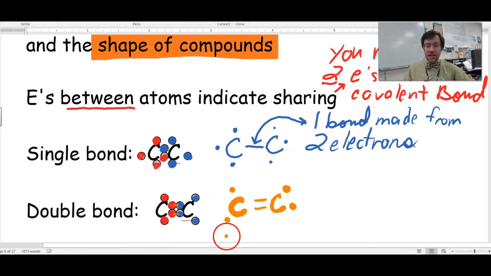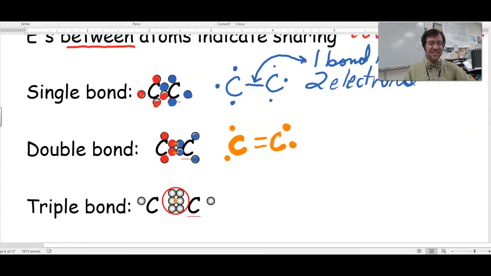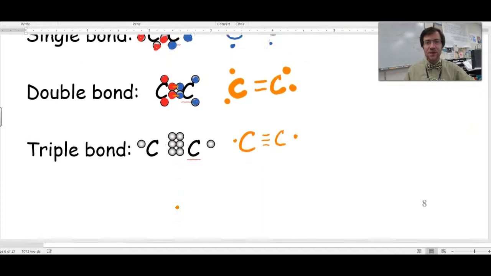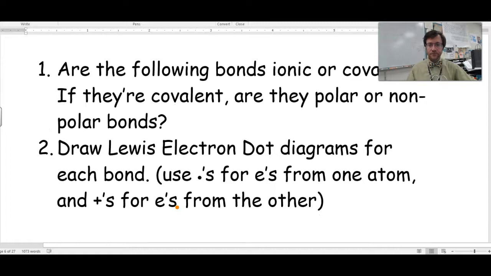So it's a lot nicer instead of drawing 4, because then you get into a triple bond, and that's just silly. So the triple bond looks like this when we use the line. And that's just too much, man. That gets messy really fast. So we like to use lines instead.